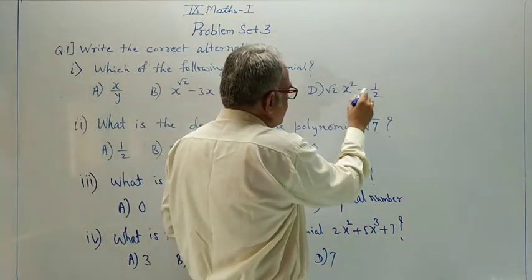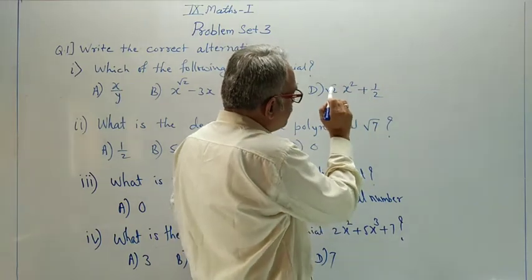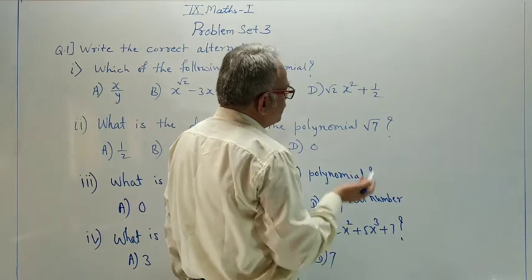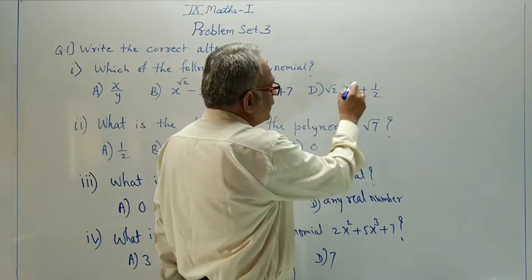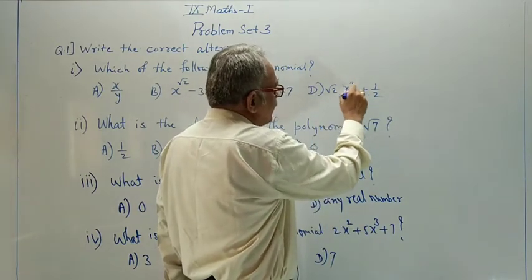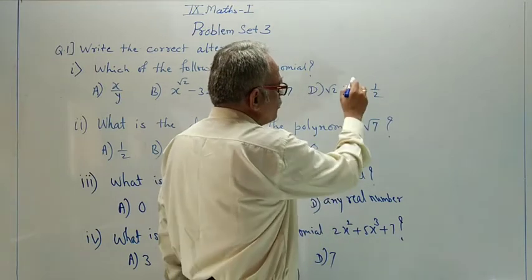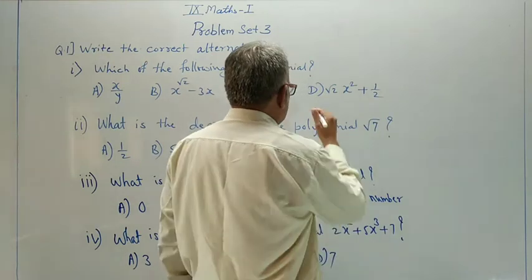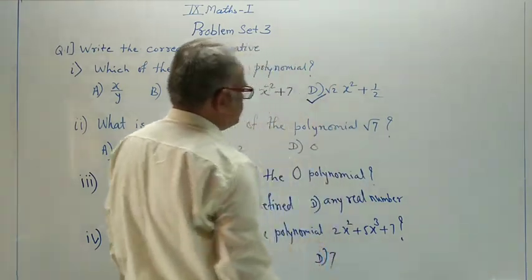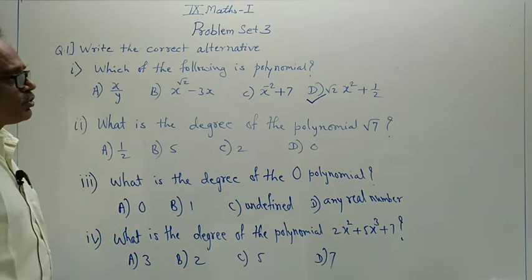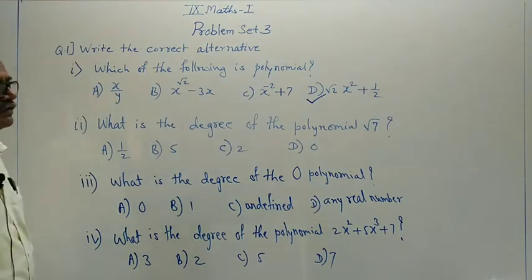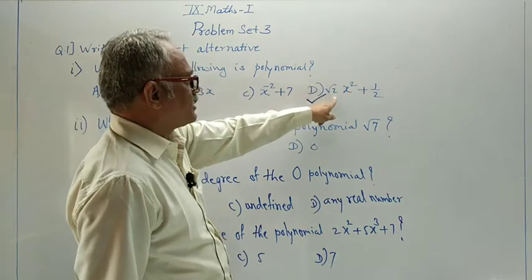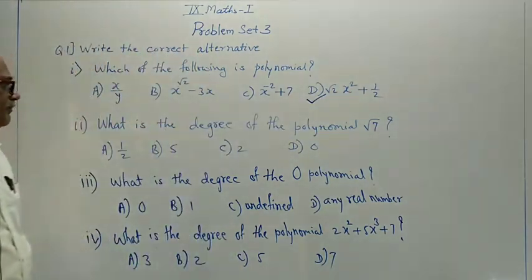Here root 2 x square plus half: root 2 is there, but root 2 is a constant coefficient like a1, a2, and that is allowed, any real number, rational, irrational, anything. The index should be positive, here x square, 2. So root 2 x square plus half is a polynomial. This is the constant term, the x term is absent, the x square term is there. So it is a polynomial.